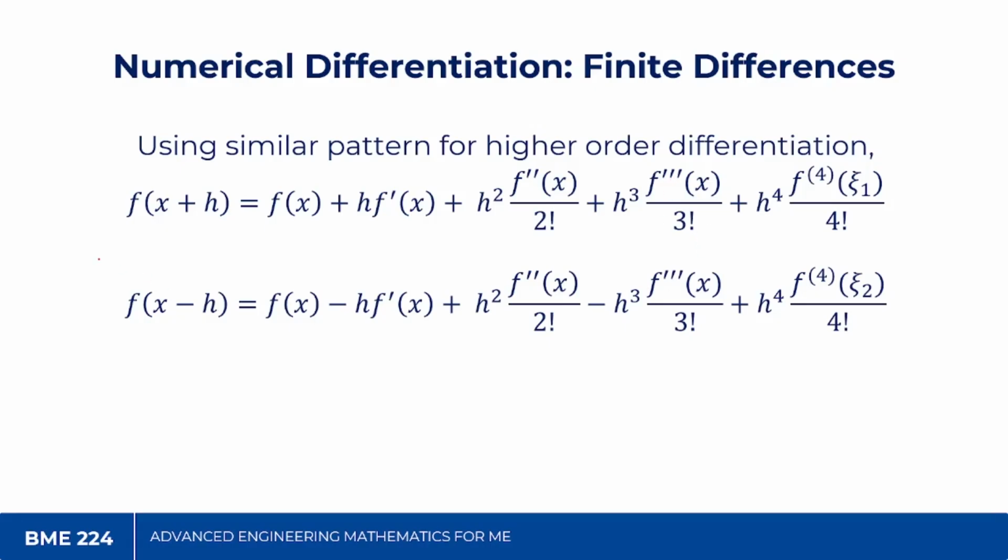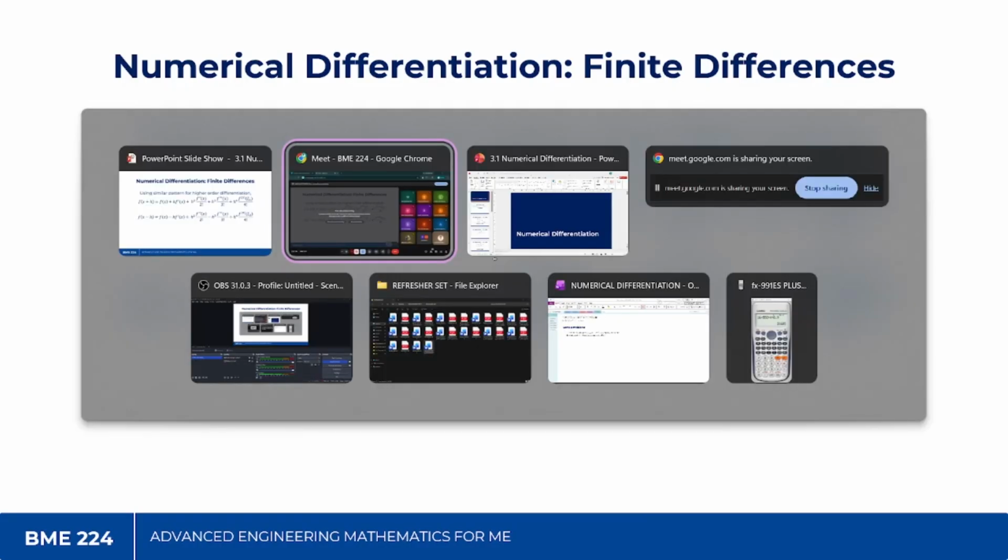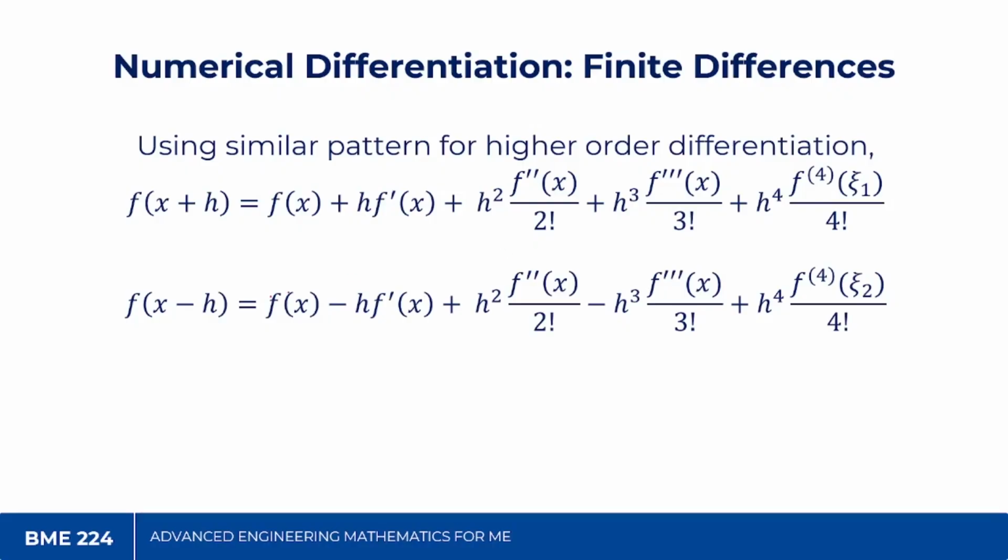Now, this time, ang gusto natin kunin is yung f double prime, tama ba? Now, if we will be subtracting that one, yung h2 dito tapos minus h2, makancel yung f double prime. So, hindi natin makukuha yung second derivative, tama ba? So, what we need to do is to add. We will be adding these two terms.